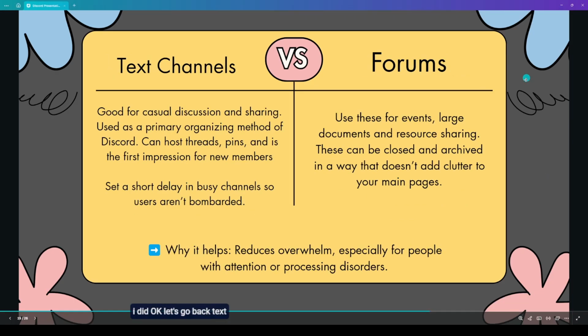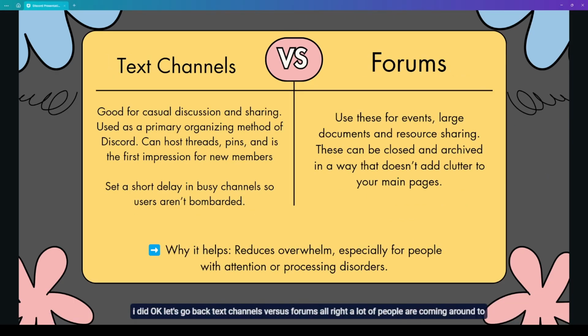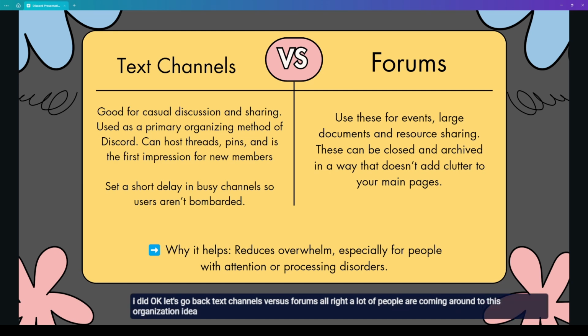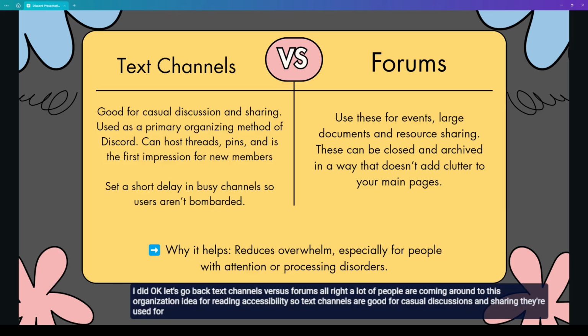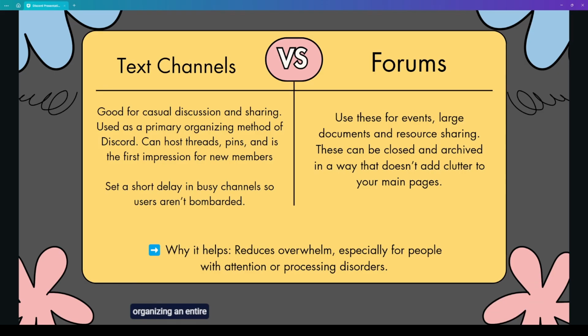Text channels versus forums. All right. A lot of people are coming around to this organization idea for reading accessibility. So text channels are good for casual discussions and sharing. They're primarily used for organizing an entire server. We've seen this, right? You need something new, make a text channel.